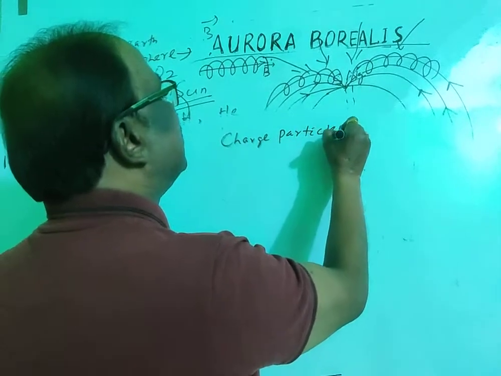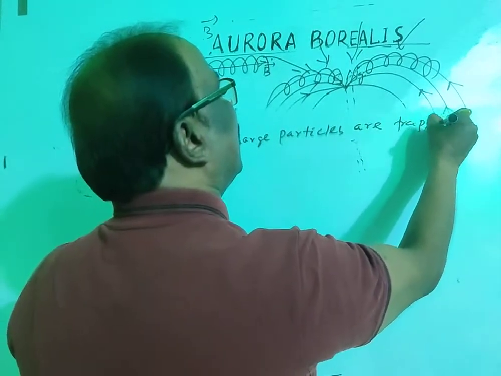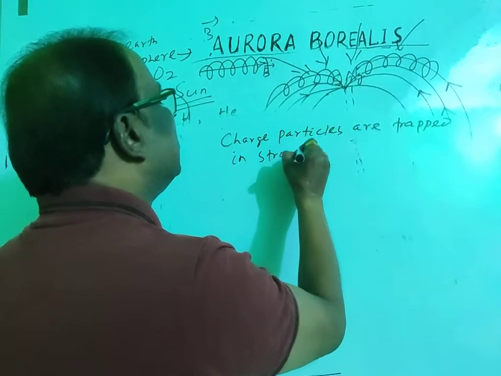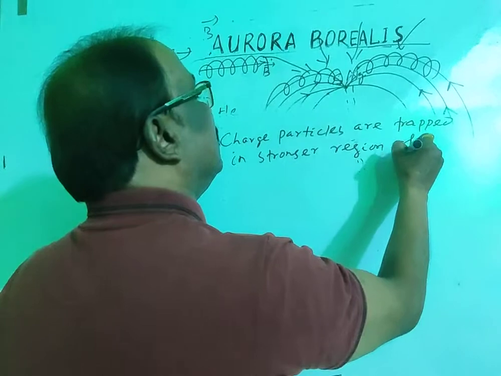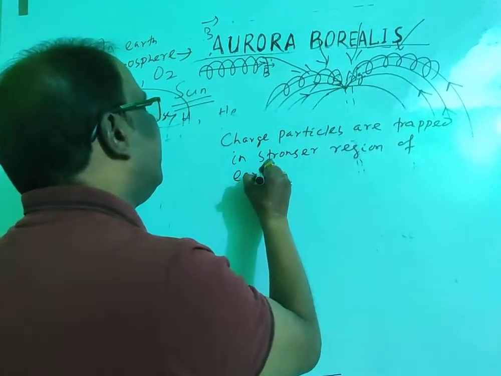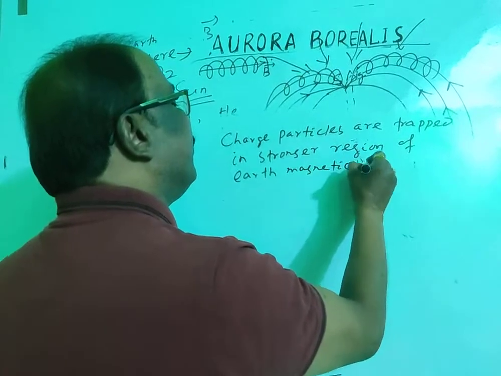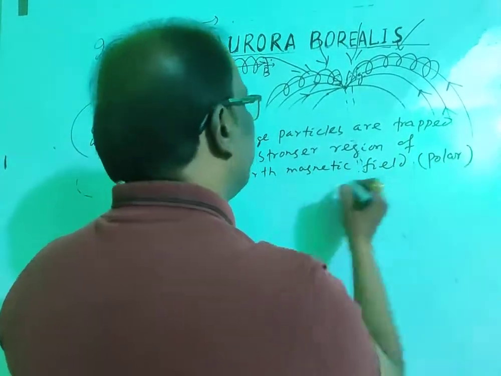Charged particles are trapped in the stronger region of Earth's magnetic field, meaning the polar region.